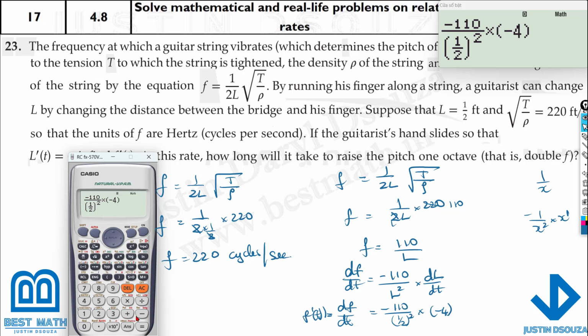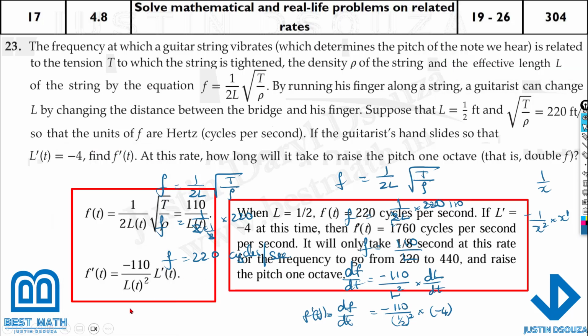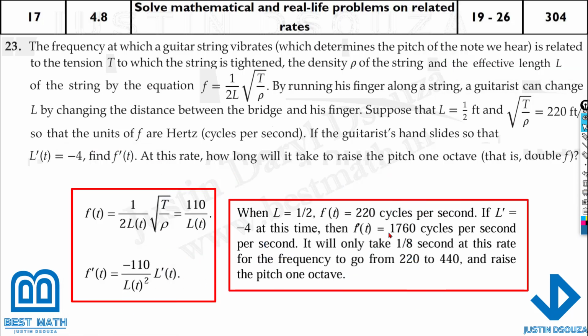So I'll just use the brackets here. So that's the answer. It's 1760. You can see here the answer must be 1760 cycles. That's the derivative, cycles per second. Now here they have also told at what rate will it take to rise the pitch 1 octave, that's double.